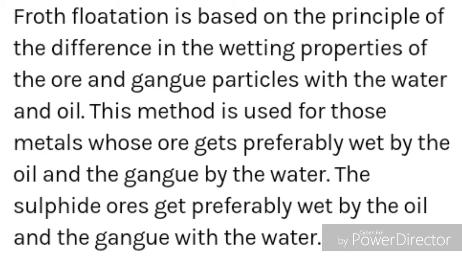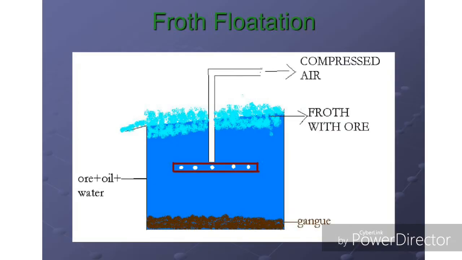The ore with impurities is finely powdered and kept in water taken in a flotation cell. Air under pressure is blown to produce froth in water. Froth so produced takes the ore particles to the surface, whereas impurities settle at the bottom. Froth is separated and washed to get the ore particles. In this froth flotation cell, let us see the labeling: ore, oil and water, compressed air, froth with ore, gangue. Generally in this froth flotation cell, pine oil is used.